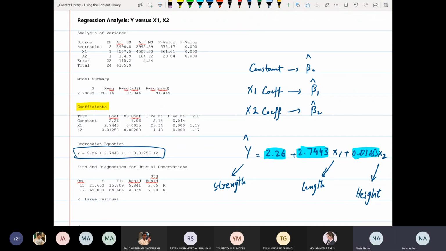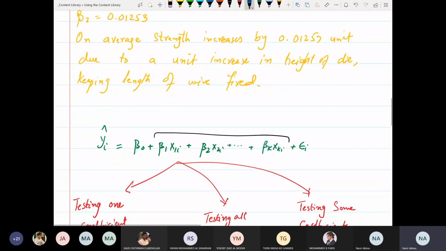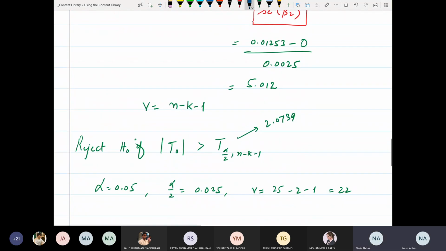For testing that beta 2 equals 0, the t-value is already given, 4.48. And why is it different from the one we calculated? I think I used the wrong value of standard error. I used 0.0025, I think. Yes, I should have used 0.0028. This is 4 point something.